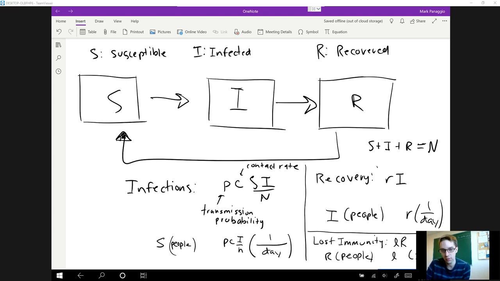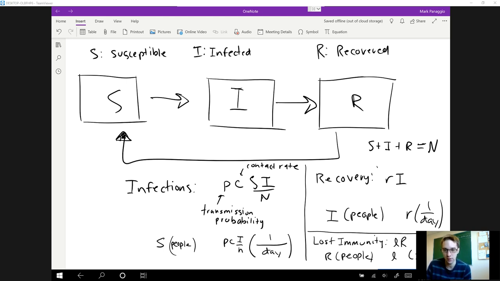We had a contact rate parameter C, which represents the number of interactions that you would expect a person to have. We had a ratio I over N, which took the number of infected out of the total number of people, and we used that as an estimate for the probability that when somebody interacts, they're actually interacting with someone who is infected. And based on that, we determined that the number of people who should get sick on a given day should be the product of PC times SI over N.